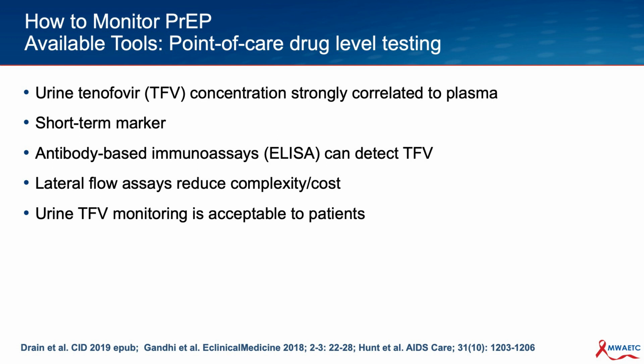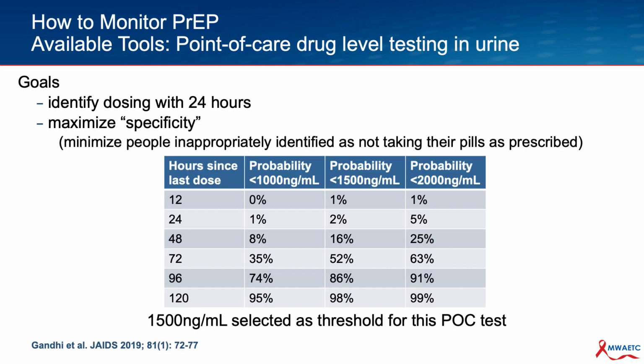5 years or so about doing urine point of care testing and looking at tenofovir concentrations, which again are strongly correlated to plasma. Right now, what we have are short-term markers, which I'll show you on the next slide, but they're basically like your pregnancy test, your standard test. They're ELISAs that have antibodies to tenofovir. These are relatively inexpensive, and we have data suggesting that it's acceptable to patients. There may be more folks at this point who are producing these tests. These are from Monica Gandhi's group.